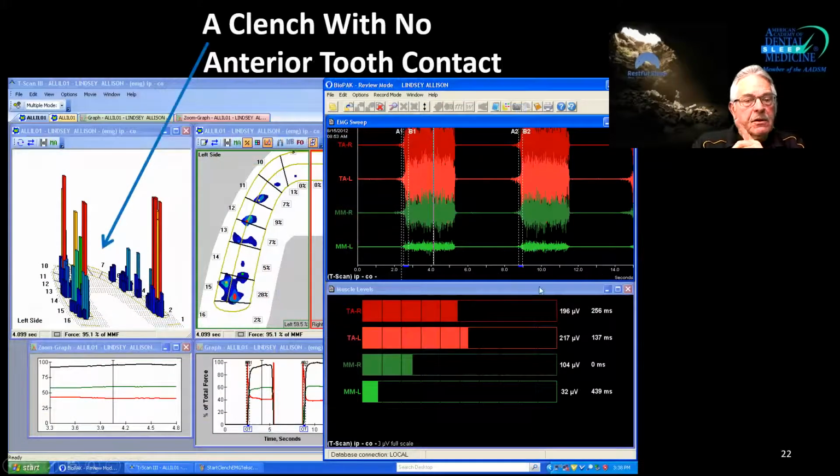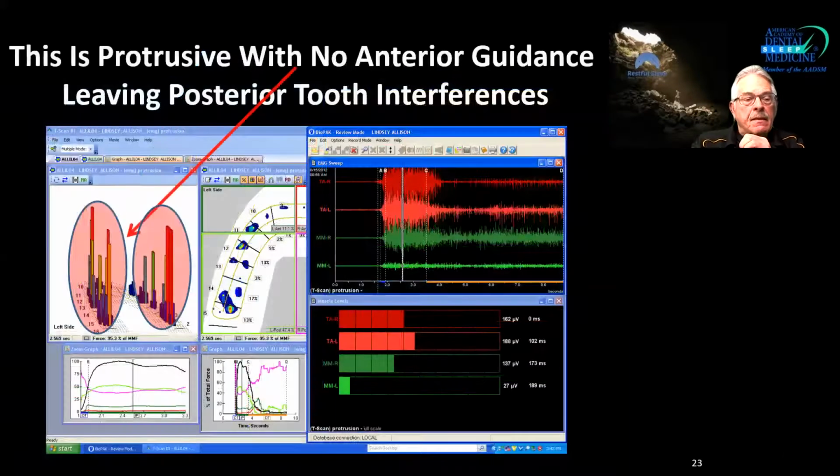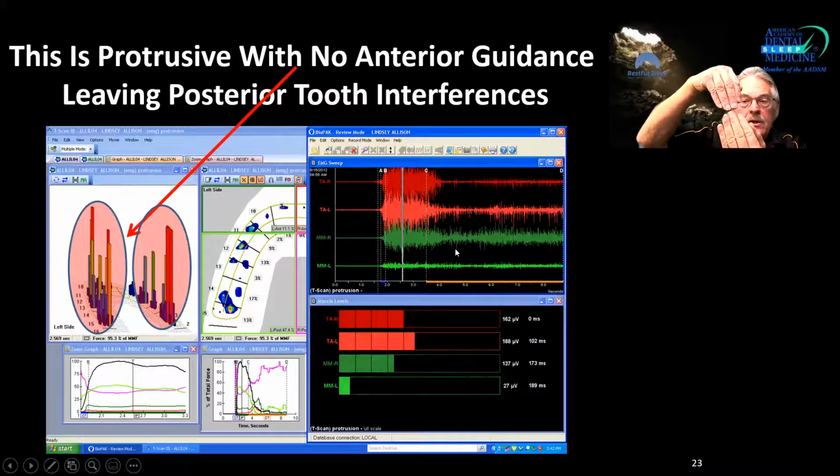But more significantly here, when I have this same patient clench tight, they have no anterior tooth contact. So what we're looking at here is a patient that has an anterior open bite, okay? And now I'm going to have them slide in protrusive. When they slide in protrusive, their back teeth do not disclude. Because their back teeth do not disclude, look at all the masseter activity that occurs when they slide their lower jaw forward, because their anterior teeth have no contact, okay?